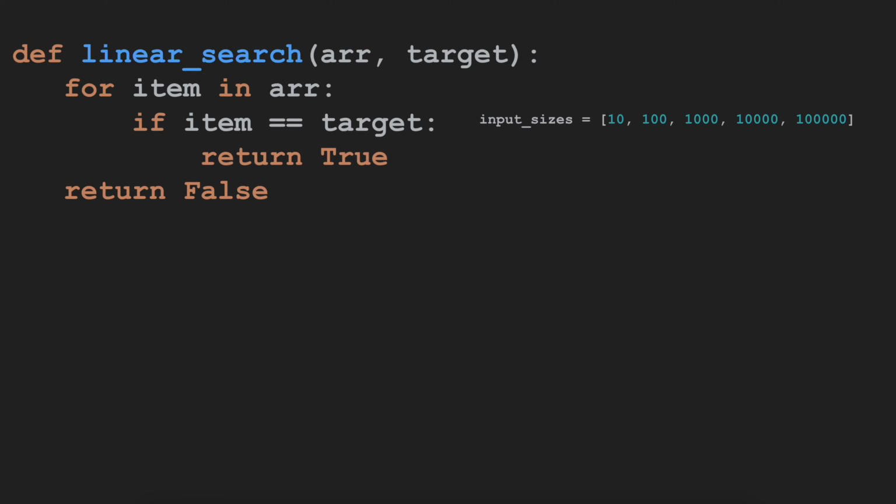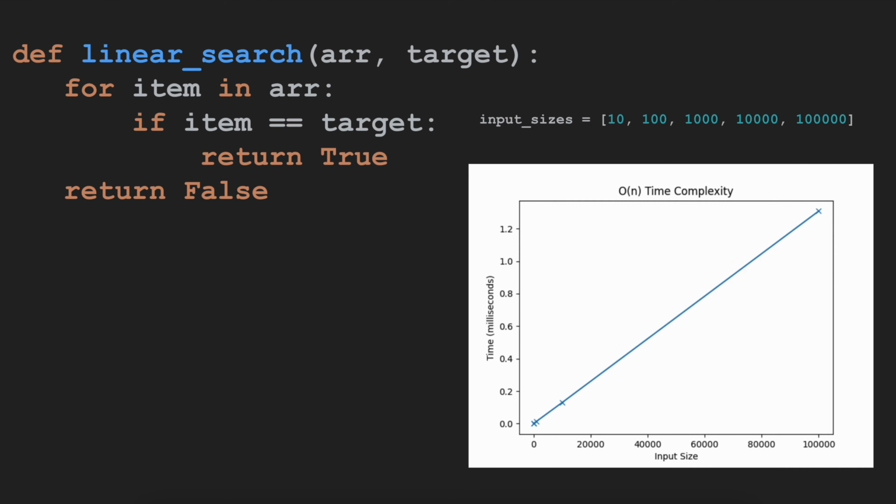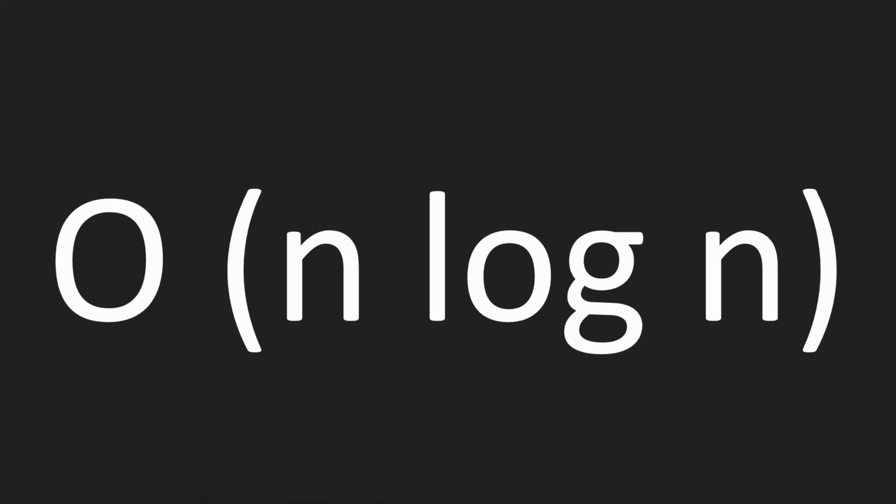Now let's run our function with the input sizes 10, 100, 1000, and so on, with the inputs increasing tenfold every time. So if we run our function, we can see that indeed the runtime depends on the input size. The dependency is linear in this case.